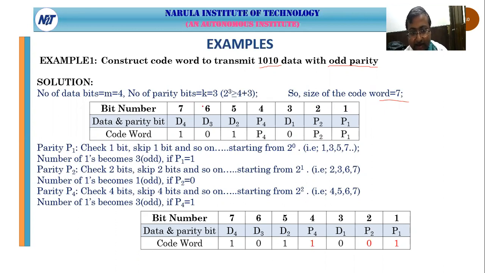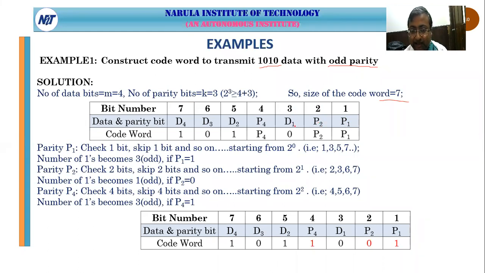So put the bit numbers 1, 2, 3, 4, 5, 6, 7. Then put the P parity bits. P should be in 2 to the power of n positions. So if n is equal to 0, that means 2 to the power of 0 is equal to 1, so the first bit position should be P1. N is equal to 1 means 2, so the second bit position should be P2.